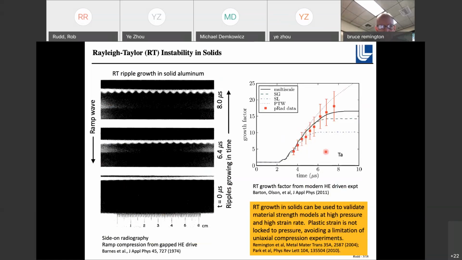And this turns out to be a very nice platform for doing that because you can look at the strength effects in uniaxial compression. But here, because the ripple flow perturbs the development of plasticity, you can actually get substantially larger plastic strains with a rippled surface. And so it decouples the strength from the equation of state of the material. And so it lets you get really nice measures of plastic strain at high pressure.